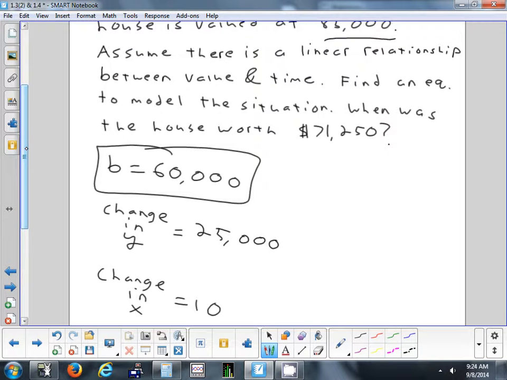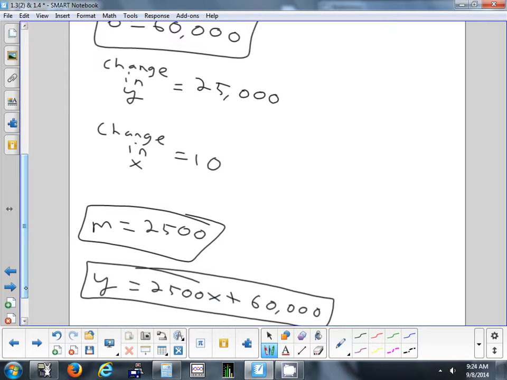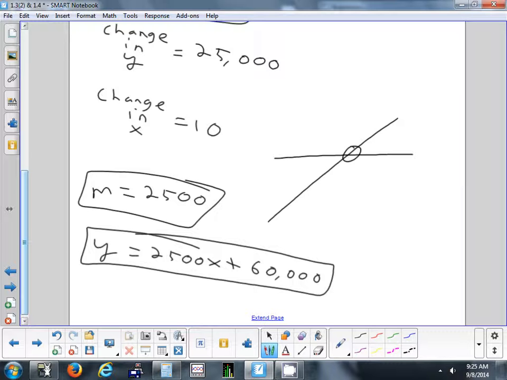Okay, I'm going to skip over the second part of the question, which you could do on your own because we've already done it. When is the house worth 71,250? Fill in 71,250 for y1. Plug 2,500x plus 60,000 into y2. You're going to end up with a horizontal line and a line like that. See where they cross. The x value of where they cross is how many years it took for the house to be worth 71,250. It's the same thing we really did on the other two, finding an intersection. But this is new, writing the equation. Any question on that?